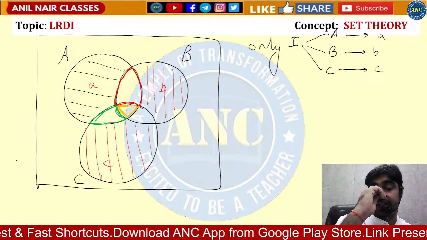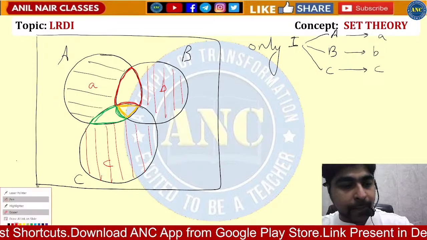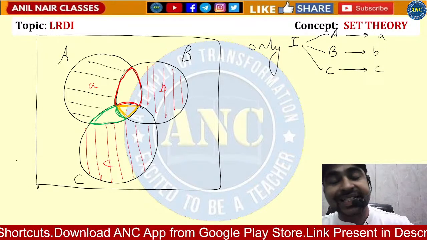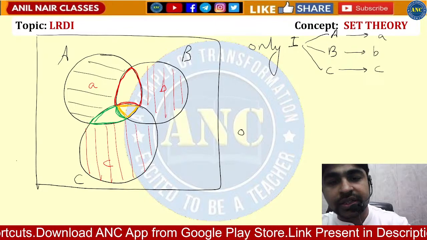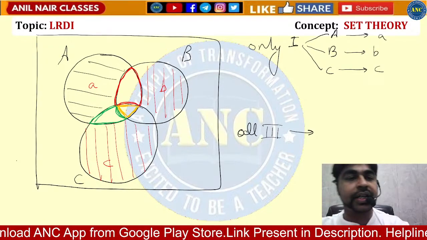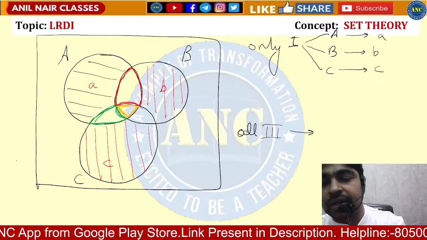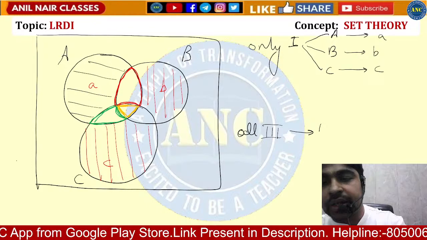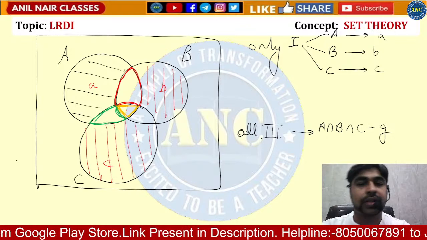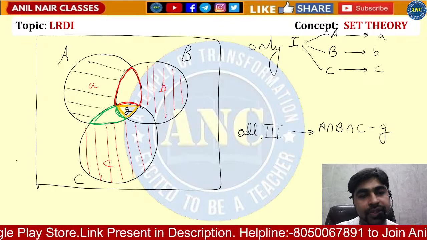Now the next portion comes, the next extreme portion I can call it, is all three. All three portions is the common portion of A, B, and C. That would be called A intersection B intersection C. And that would be the G portion, the orange one. So this is my G portion, the orange one.